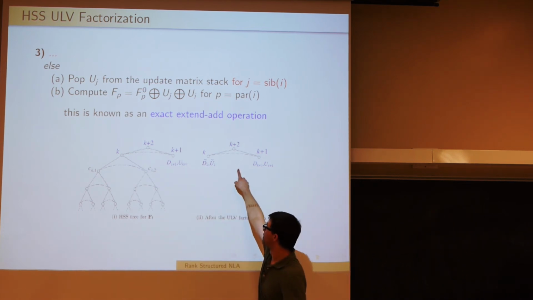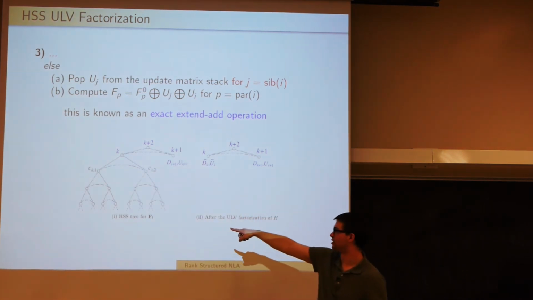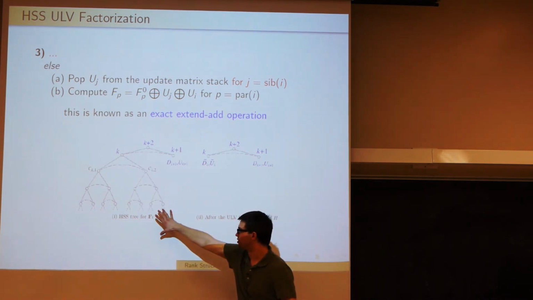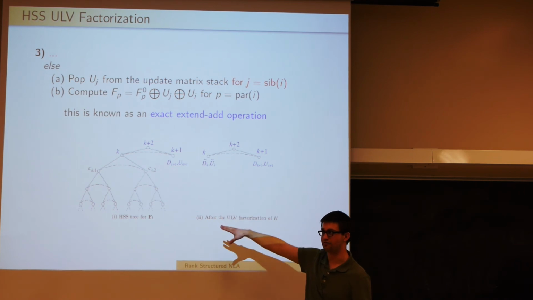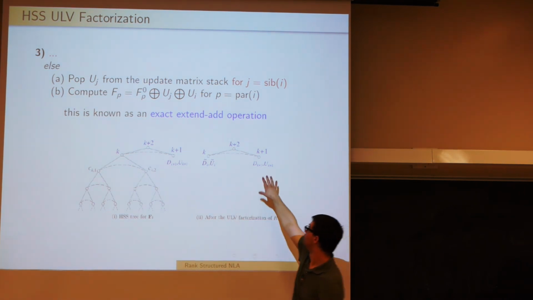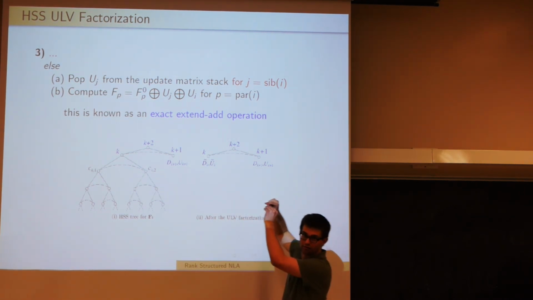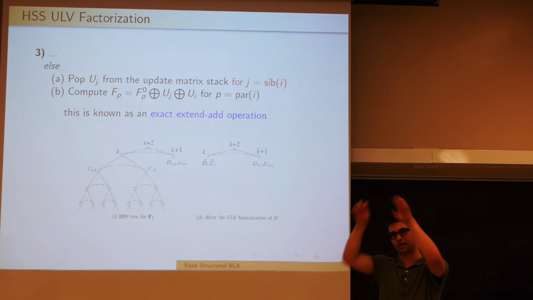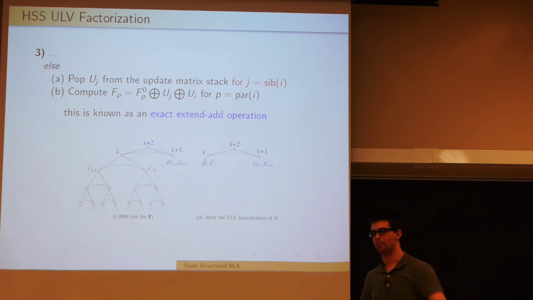And what you wind up with, I like this graphic. It shows kind of, I should have done intermediary stages. But it shows how the HSS tree transforms before and after the factorization. And we wind up with just really one level, in terms of our ULV factorization, after we do all the extend adds to merge all the blocks one at a time. Okay?